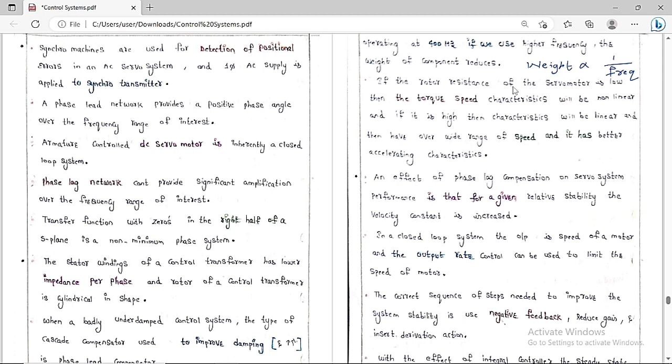So finally I can say larger and more sophisticated aircraft have AC systems which are operating at 400 Hz. If we use the higher frequency, the weight of the components is going to get reduced, because weight is always inversely proportional to the frequency. So as the frequency increases, the weight of the component is going to get reduced. Those lower weights we can use in aircraft applications.